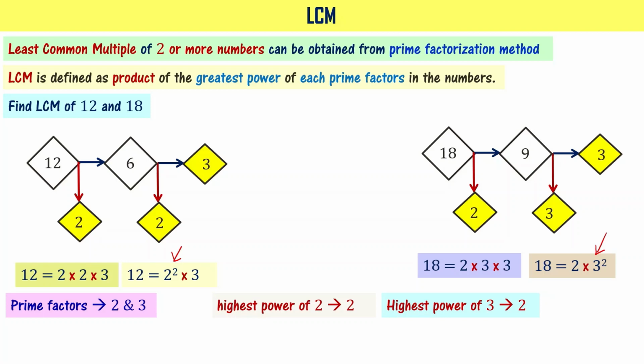So what we have to do now is, since we know the powers of 2 and 3, those are 2 and 2 respectively, we take the product of 2 square and 3 square to get the LCM. That is equal to 36. I hope you understood the definition of LCM now.